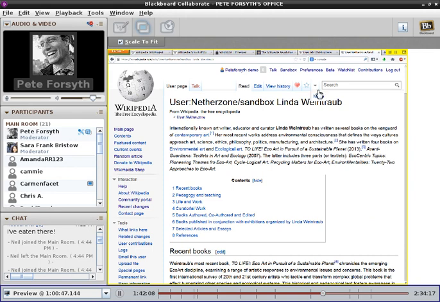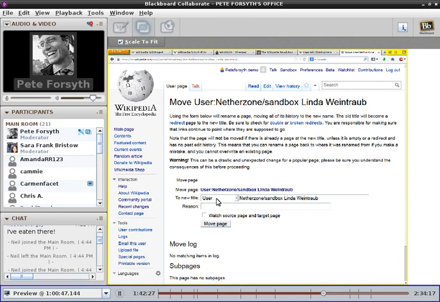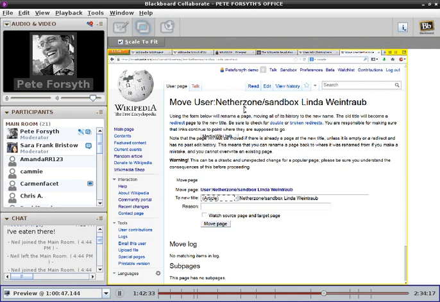But it is just to click Move in the title bar. And it's collapsed into this drop-down menu. I think that's maybe just because of my screen size. It might just show up in your menu bar. And you would click Move, and it'll ask you what title you want it to be in. So instead of User Space, you're going to click here and just choose Article in parentheses at the top. And then take out these parts, which are specific to it being in your sandbox.